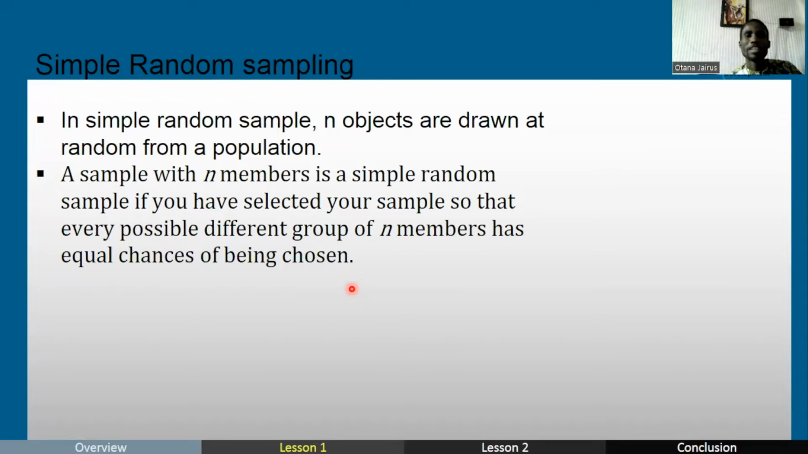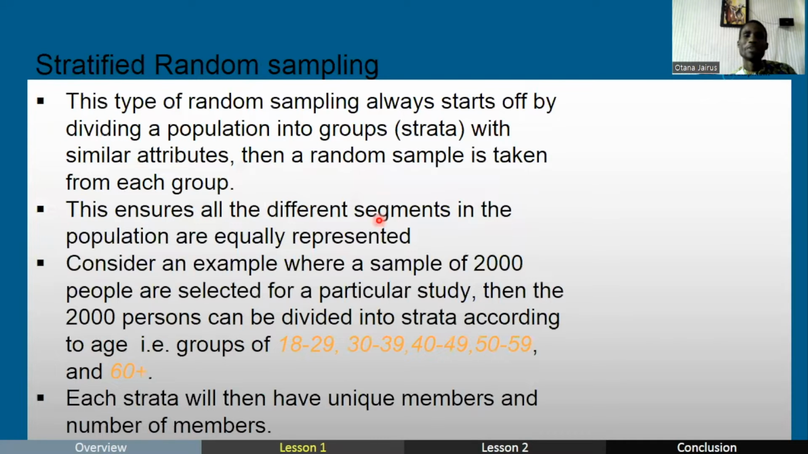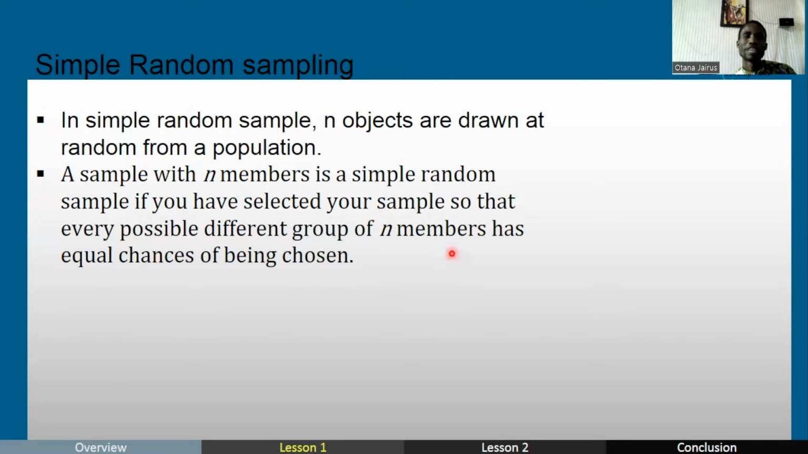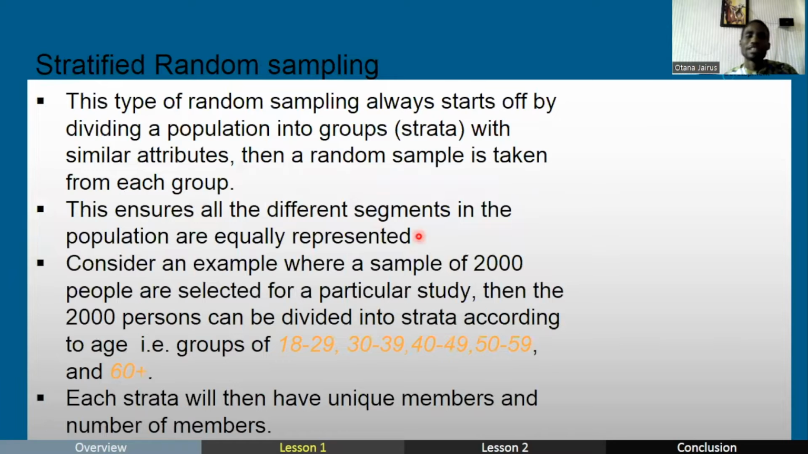In simple random sampling, N objects are drawn at random from a population. So you draw N objects from a population. A sample with N members is a simple random sample if you have selected your sample so that every possible different group of N members has equal chances of being chosen. So every member in that sample has equal opportunity or equal chances of being chosen. That now is what we call simple random sampling.